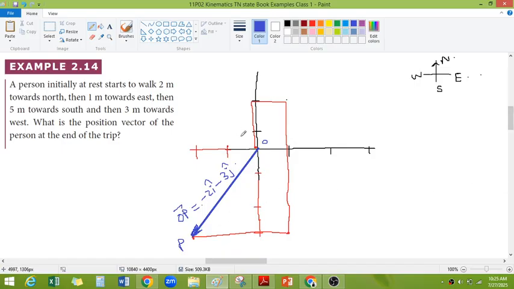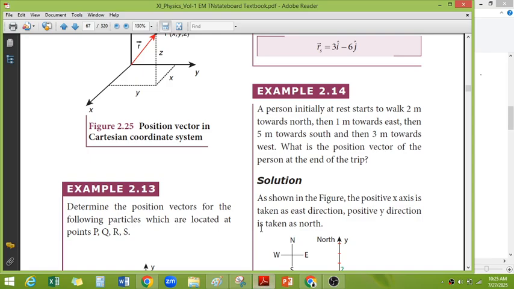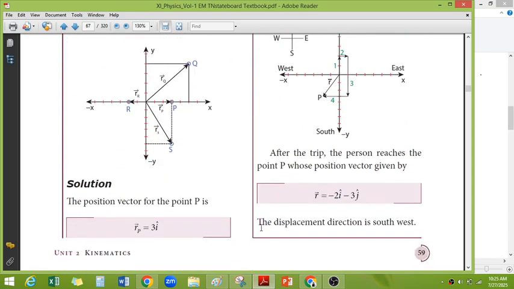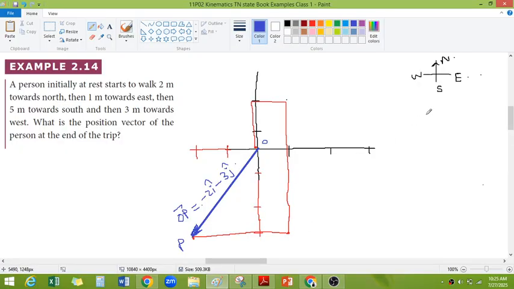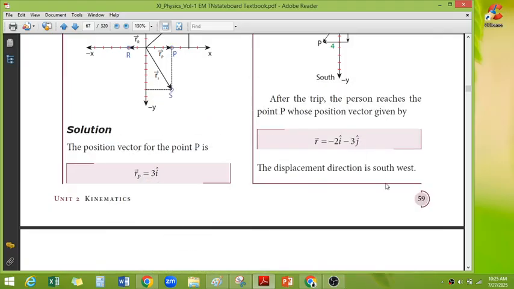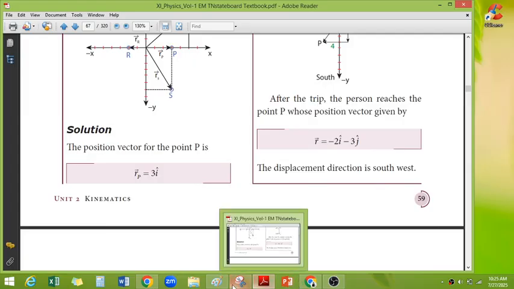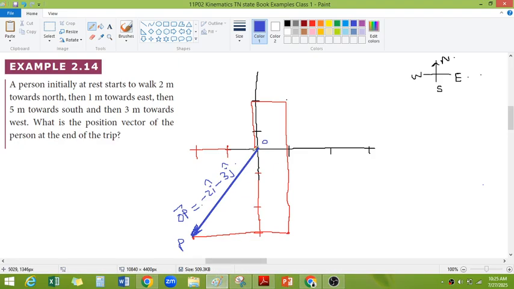Okay, so very often you may get simple questions like this. -2, -3, that's what we got here. So what this means is the displacement direction is southwest. Why southwest? Because this side is north, this side is south, and it has come towards west, so southwest.